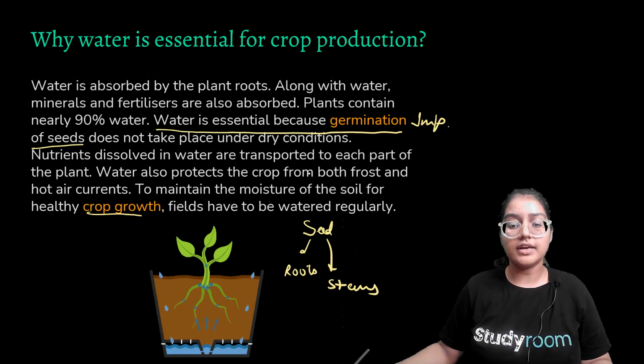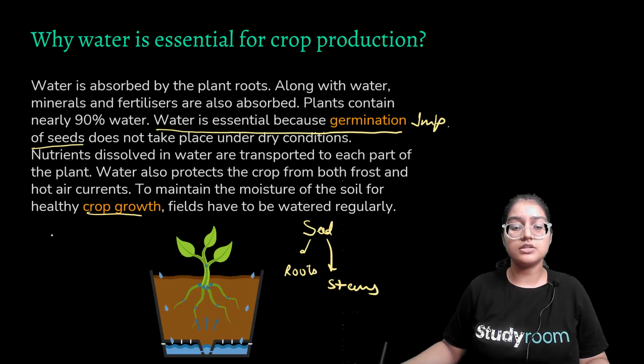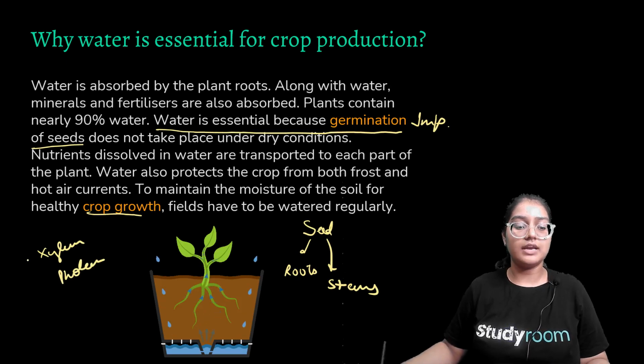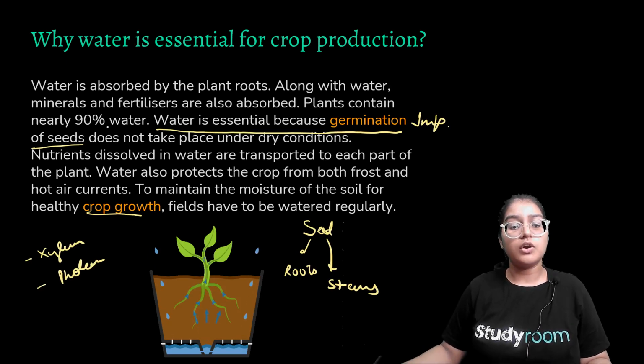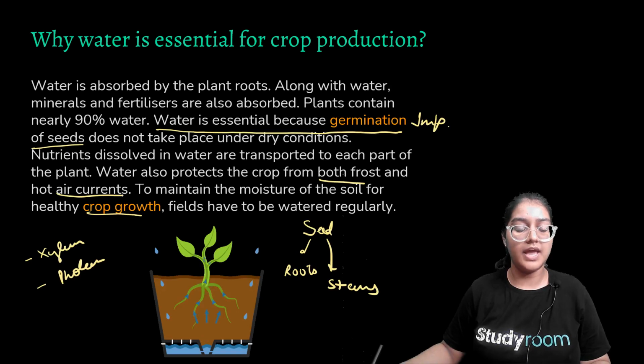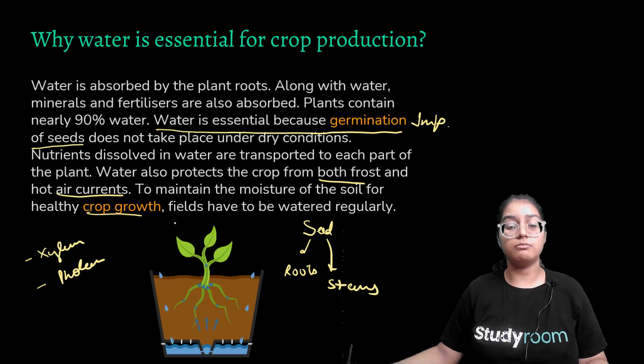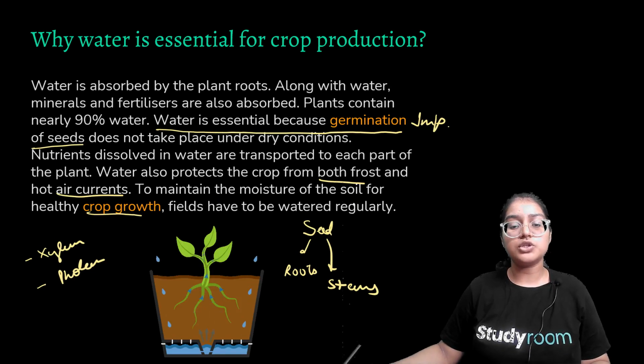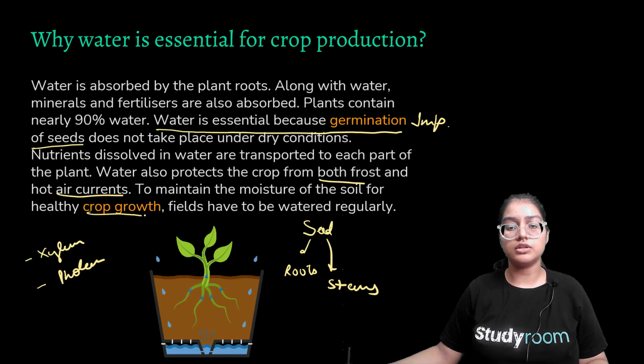Nutrients dissolved in water are transported to each part of the plant. How are nutrients transported? They are transported with the vascular system. Vascular systems include xylem and phloem. So we'll be reading about xylem and phloem in the higher chapters. Water also protects the crop from both frosting and hot air current. So frosting means drying. So it ensures that our soil is moist, and if our soil is moist, then our plant will be healthy. To maintain the moisture of the soil is for healthy crop growth. So hence water is essential for the plants or crop production.